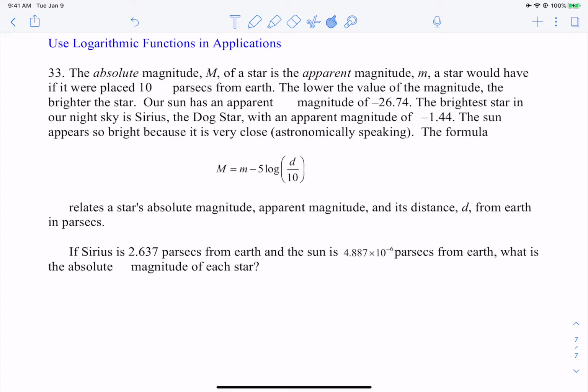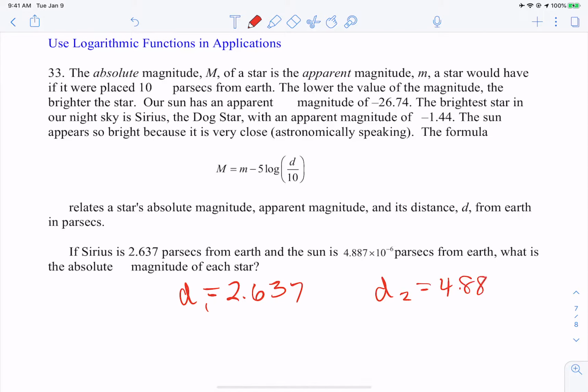But anyway, if Sirius, there we go. Sirius is 2.637 parsecs from Earth. So that's its distance. So let me write that down. So distance equals 2.637 parsecs. And the sun is, so we'll call that distance 1, and distance 2 is 4.887 times 10 to the -6 parsecs from Earth. What is the absolute magnitude of each star?